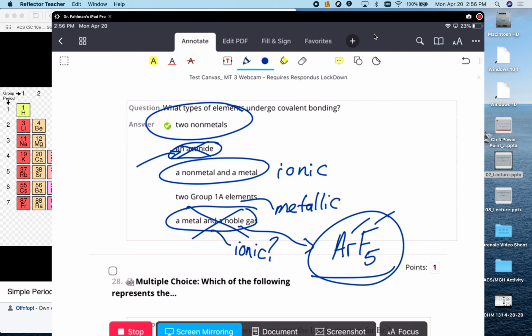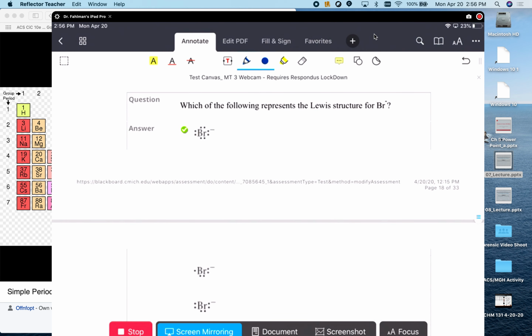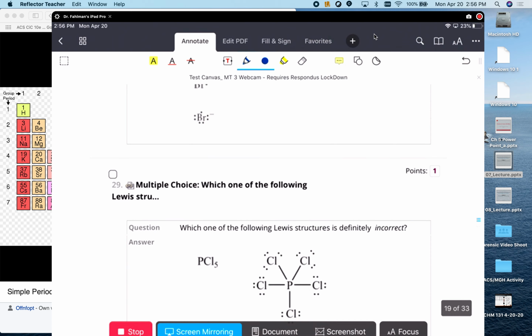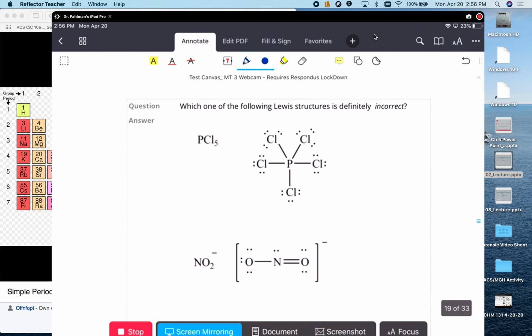The Lewis structure for Br minus, and so you're just putting 8 electrons around it and indicating its charge. Okay, so Br has 7 valence electrons, so Br minus would have 8. Okay. Definitely incorrect. Okay, so PCl5, phosphorus can expand its octet, so everything looks good there.